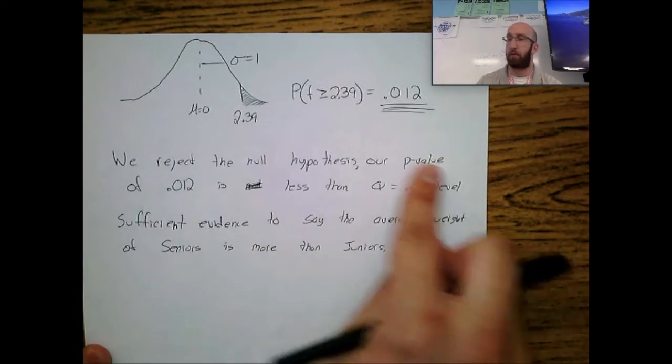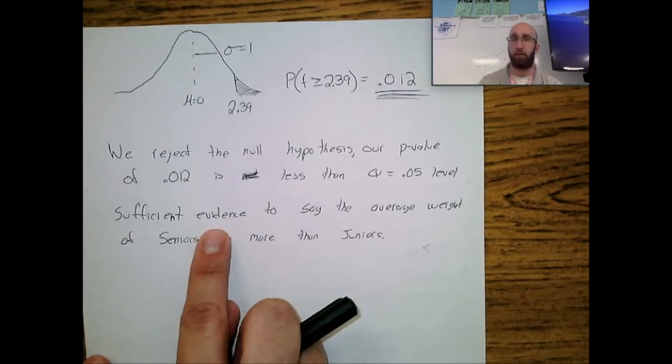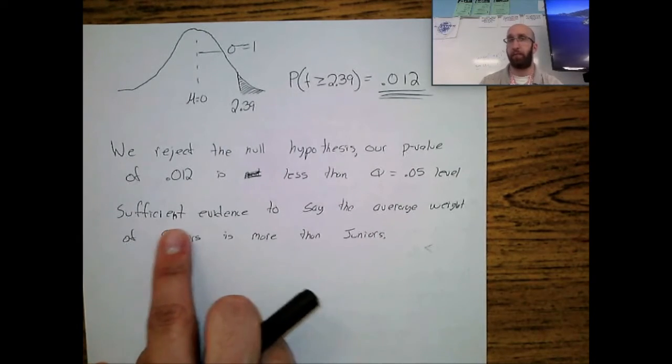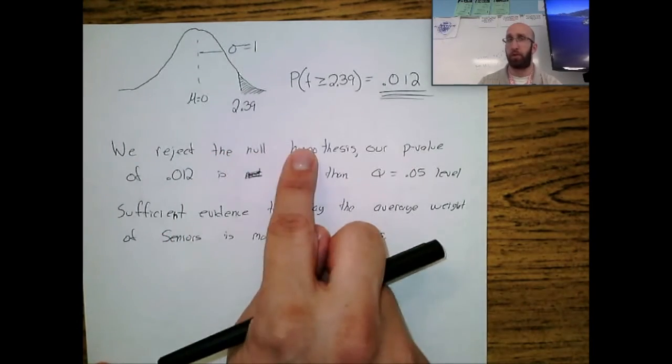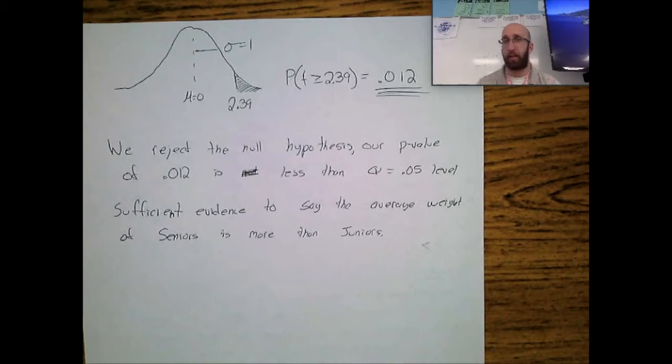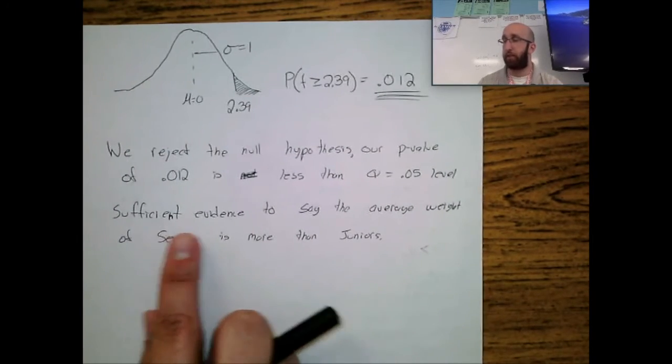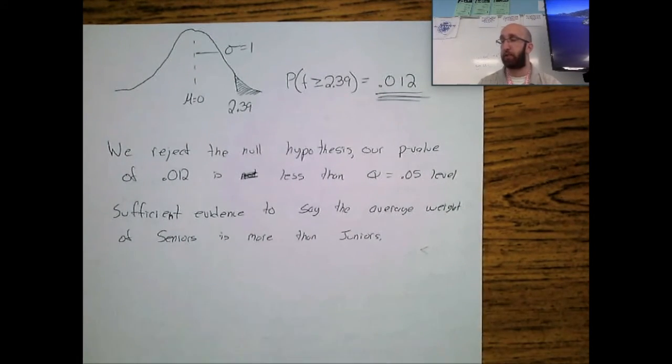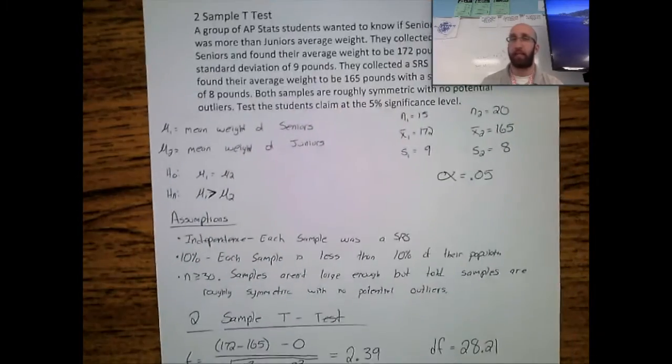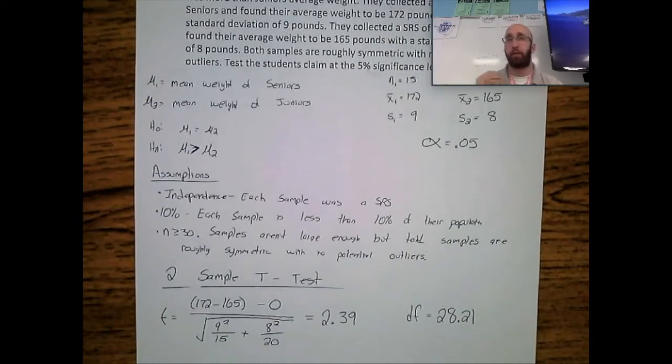So I'm commenting on my null hypothesis first, now my alternative. There is sufficient evidence. So if we're saying no to the null, that means we brought enough to the table for the alternative. Sufficient evidence to say the average weight of seniors is more than the juniors. A lot of pieces there for that 2-sample t-test. Take some time, make sure you get all the fine details correct. But again, that is a 2-sample t-test.